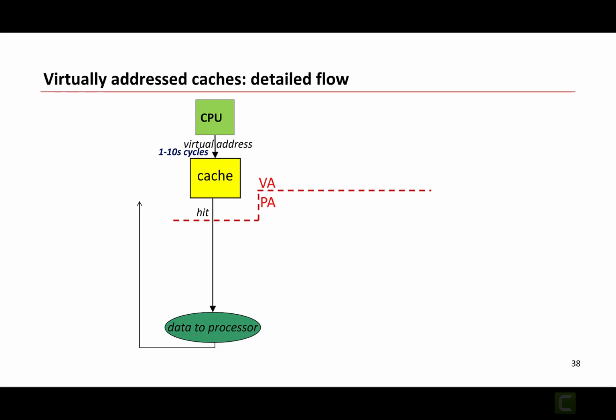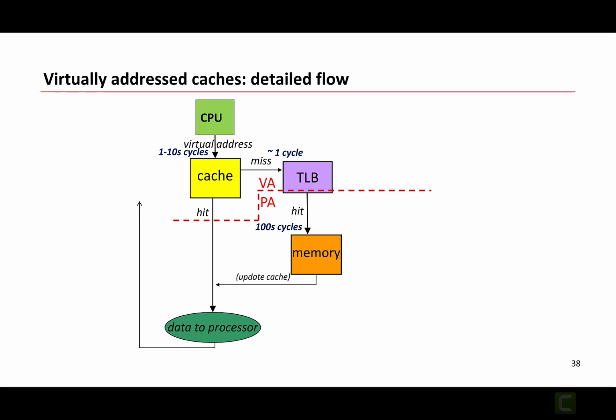But if it is a cache miss, then you have to check the TLB and do the translation. If the TLB is a miss, then you have to go to the main memory and do the page table lookup and then do the translation. And then once you have done the translation, you go to the main memory and get the data, and then you update the cache.